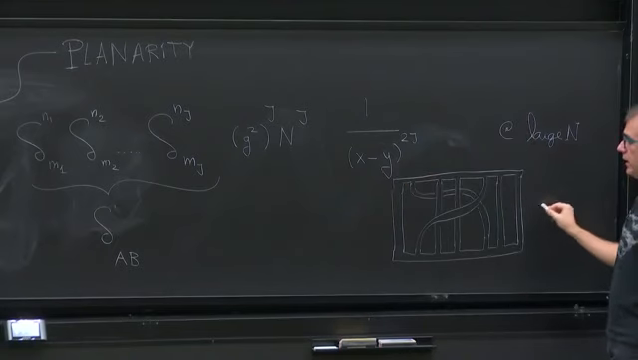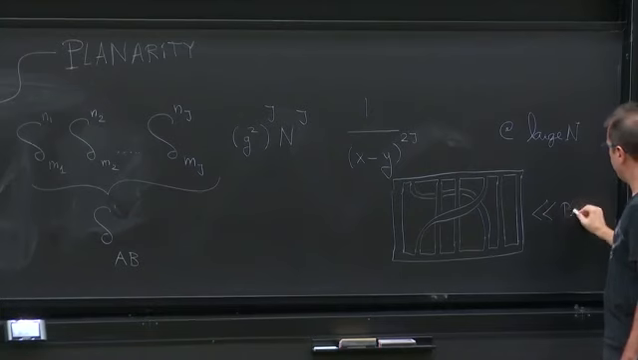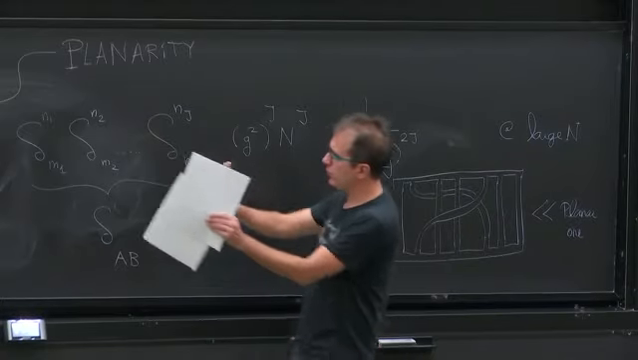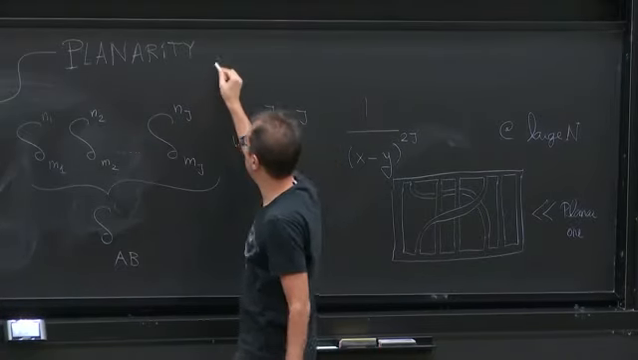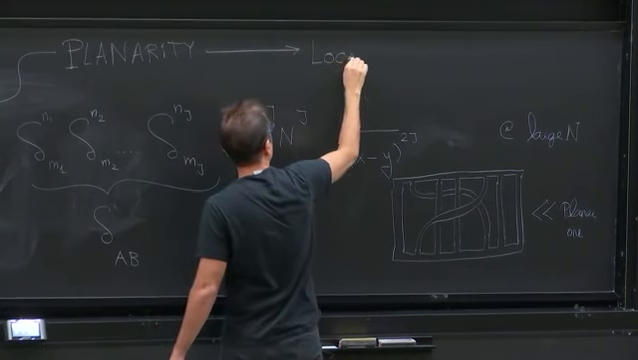Right? So this diagram is much smaller than the planar one. It has fewer powers of n. And so planarity, what it's giving you, if you think of this as the cylinder of the string, planarity gives you locality on the string.